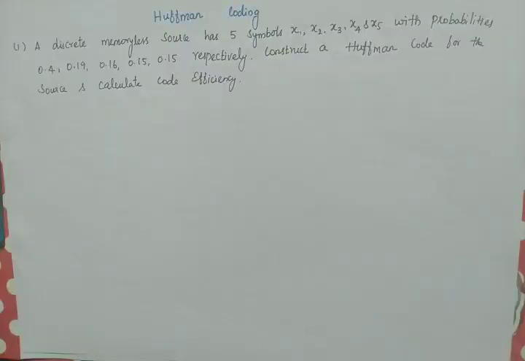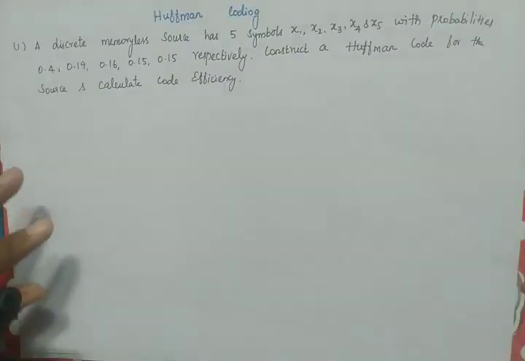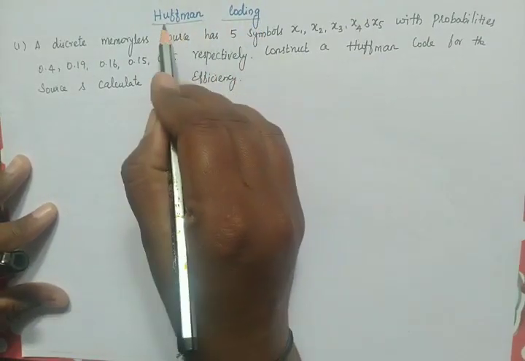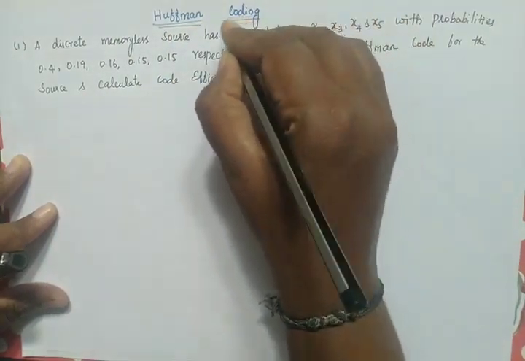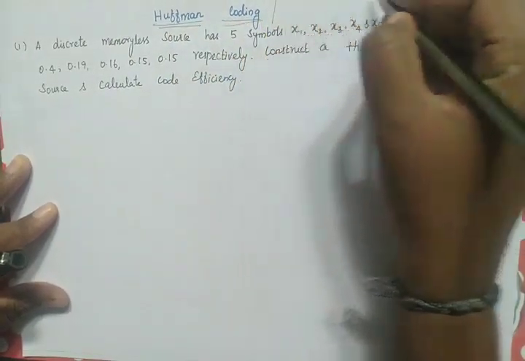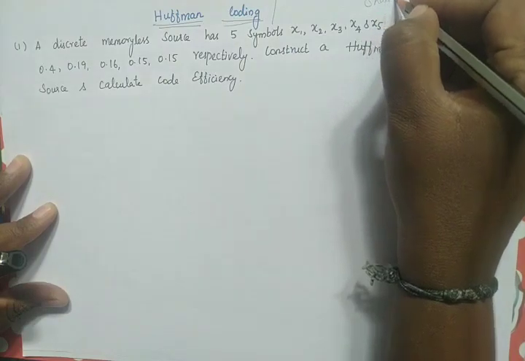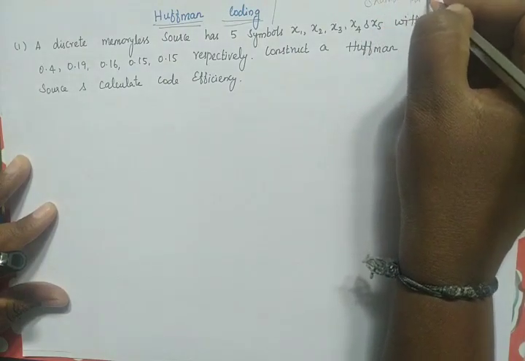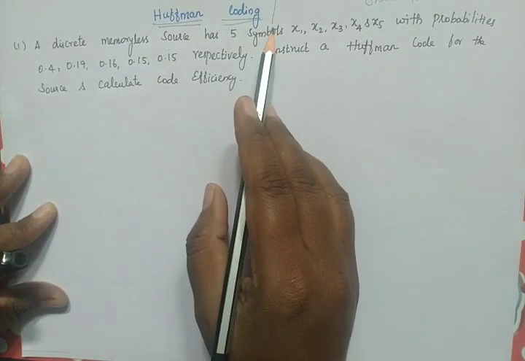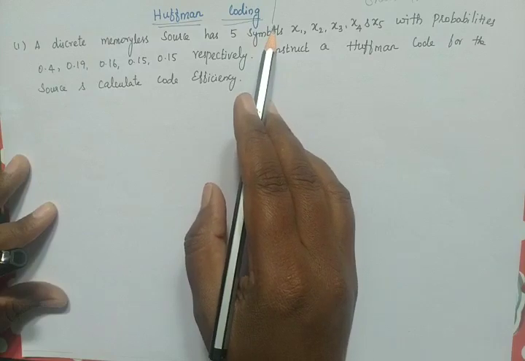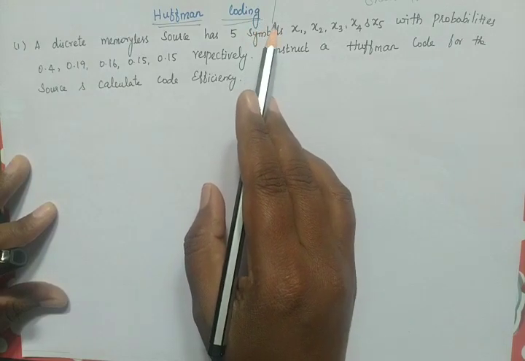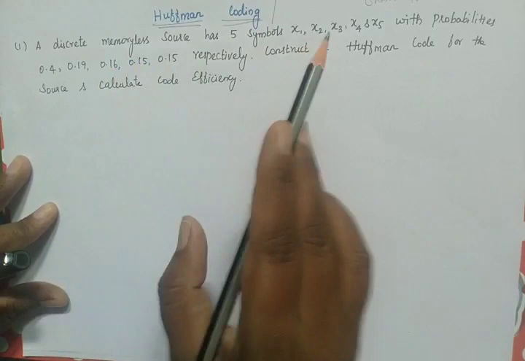Good morning friends. Today we'll see about Huffman coding. Previously we have seen Shannon coding. I hope you remember and you would have seen that. So previously we have seen Shannon-Fano coding. This is called Huffman coding, which will be there in communication engineering, communication theory, as well as analog and digital communication. Let us move to the problem now.